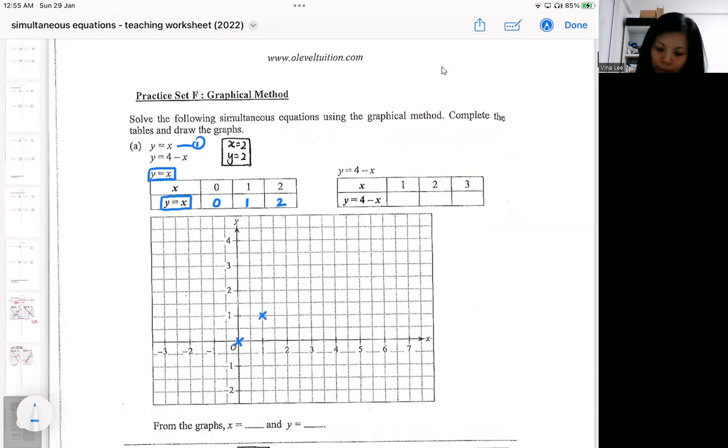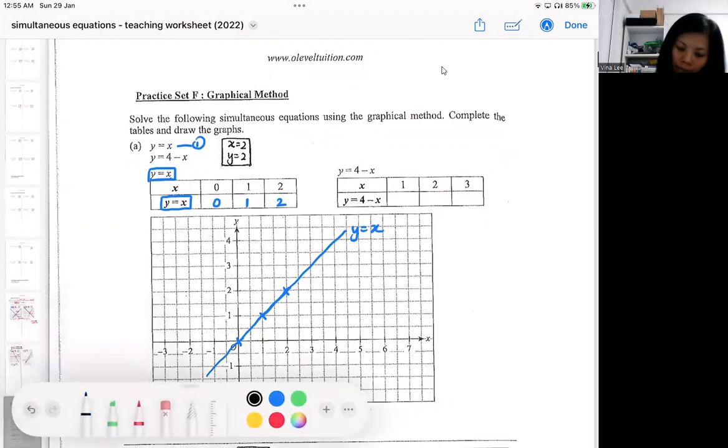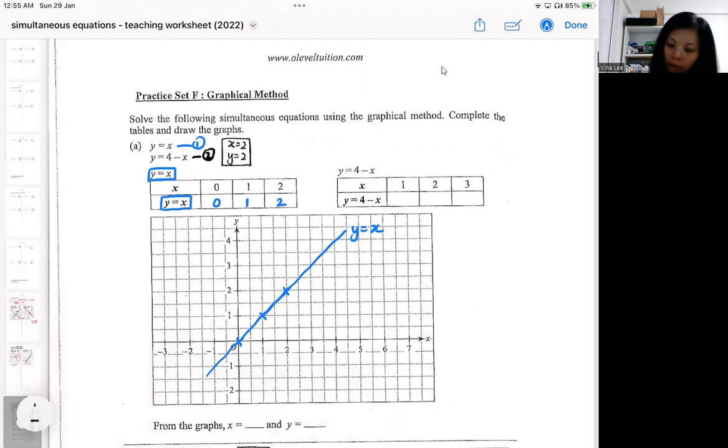Okay, when you plot, even though it's just a very short line, use your ruler to extend it. Remember to label the line. Then for the other equation, you get another table. So substitute inside, get the values, and put in the x equal to 2.